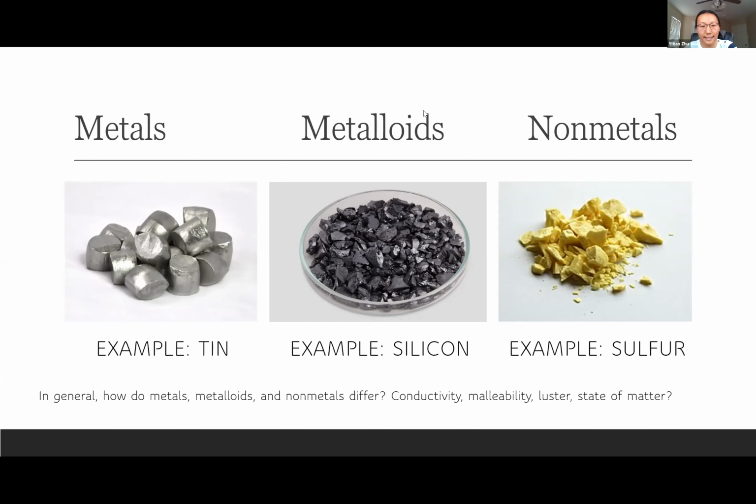So like you guys said, metals are good at conducting. Metalloids are often semiconductors, so they're kind of good, but not that good. And nonmetals are insulators, which means that they don't conduct electricity. You guys talked about malleability, which means metals can bend and be flattened into sheets, or ductile, which means they can be stretched into wires and stuff. It's not really the case with the others.